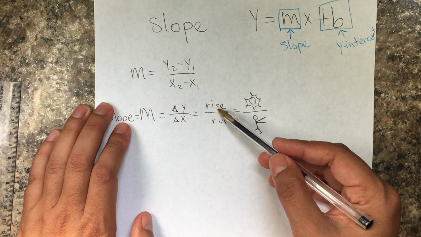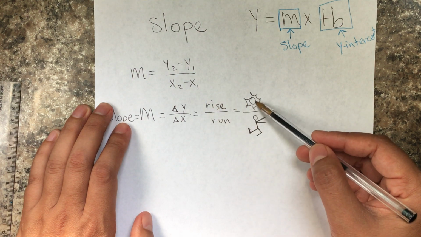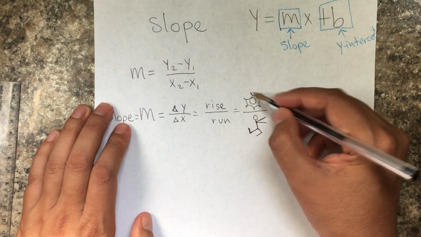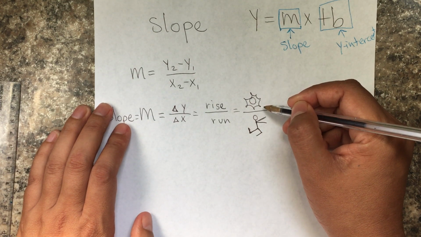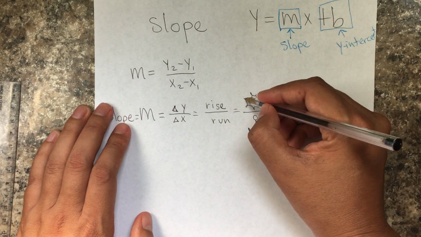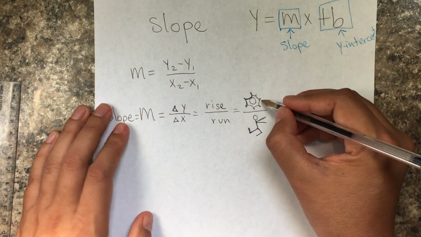I remember the word rise with sunrise, and so the sun goes up in the morning, goes down in the evening. Scientifically, we know that that's not true, but it helps me remember.